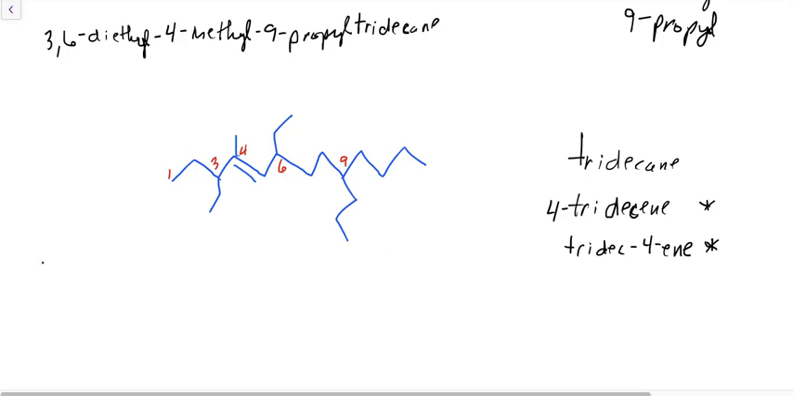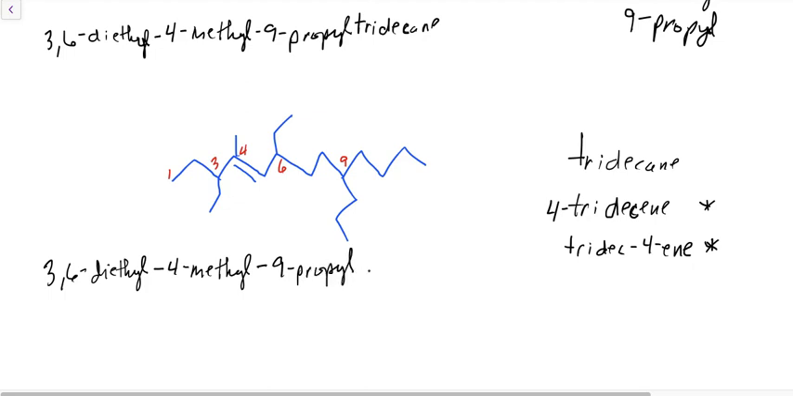So let's look at this now. We know we have an ethyl on 3 and 6, so that'd be 3,6-diethyl, right? We know we have a methyl on 4, so that's 4-methyl. We know we have the propyl on 9, so that's 9-propyl. And then we could either write 4-tridecene or tridec-4-ene.